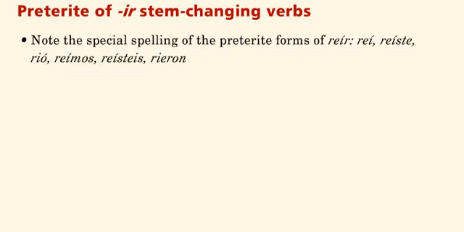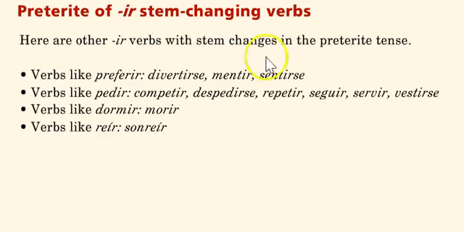Note the special spelling of the preterite forms of reír. Reí, reíste, rió. So again, you have that E to I change there. Reímos, reísteis, and rieron. Your other IR verbs with stem changes in the preterite tense. Verbs that conjugate like preferir will be divertirse, to have fun. So he had fun would be él se divirtió. Mentir, to lie. Mintió is he lied, she lied, or you lied. Sentirse, to feel. Sintió, se sintió mal, he felt bad.